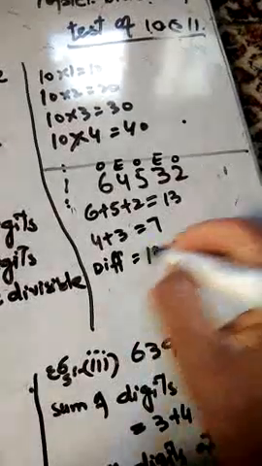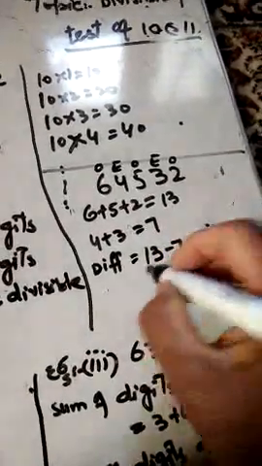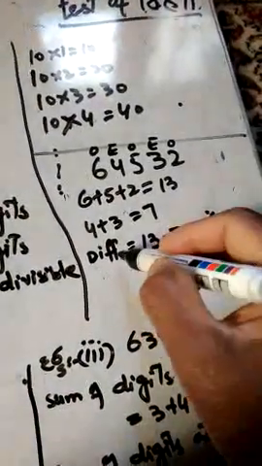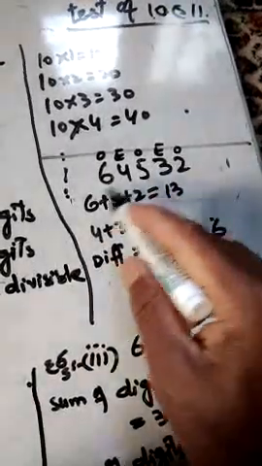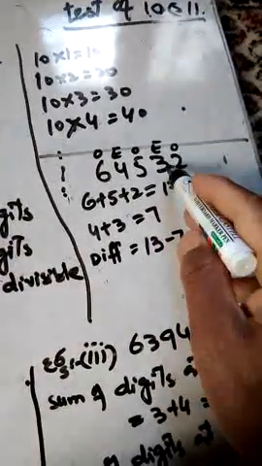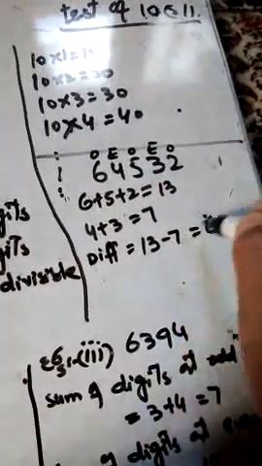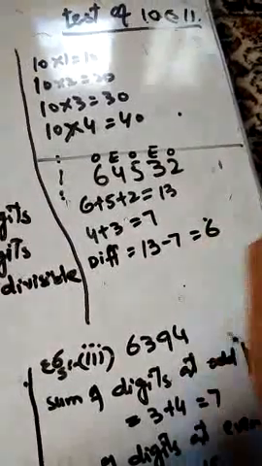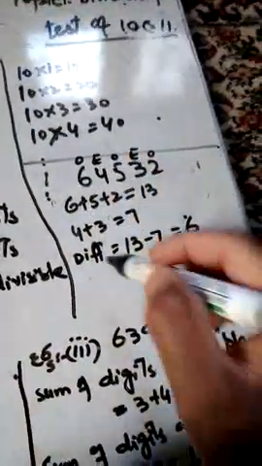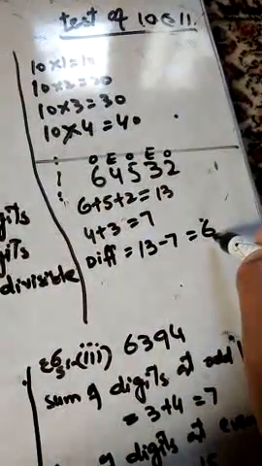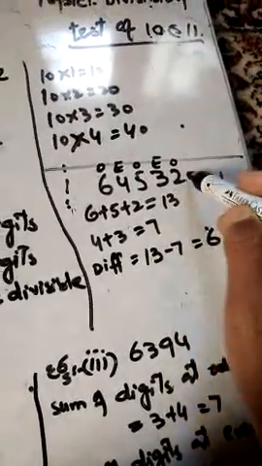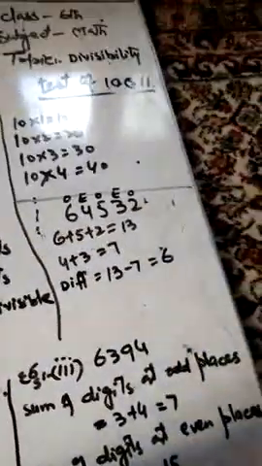If the difference between the sum of the odd-place digits starting from the right and the sum of the even-place digits also starting from the right is equal to 0 or a number which is divisible by 11, then the whole number is also divisible by 11. Here we see this difference is 6, but 6 is not divisible by 11. Therefore, we can say this number is also not divisible by 11.